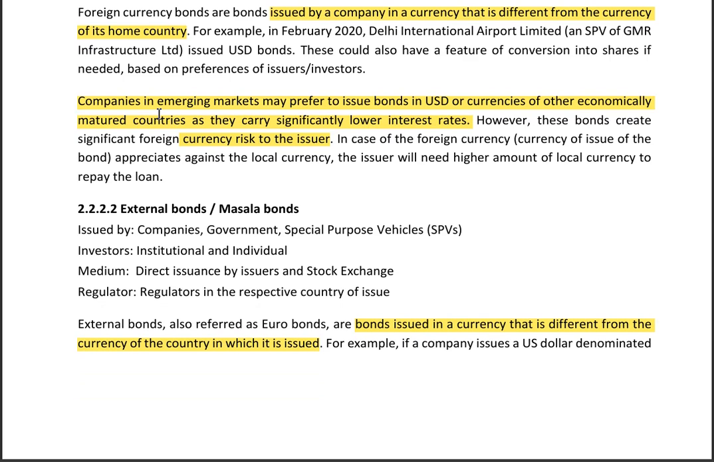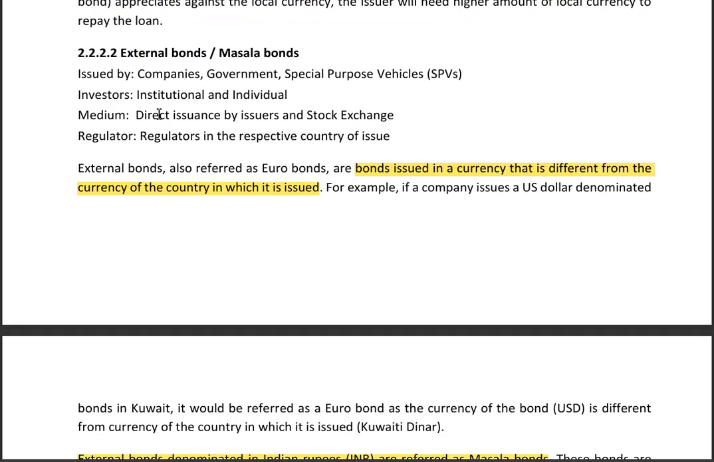See, companies in emerging markets may prefer to issue bonds in USD or currencies of other economically mature countries, or carry foreign versions. So these bonds have a risk of foreign currency risk. You know that currency rates will fluctuate, and the value of the rupee depreciates based upon the economy. So coming to the next terminology, it's external bonds. What are external bonds or masala bonds?